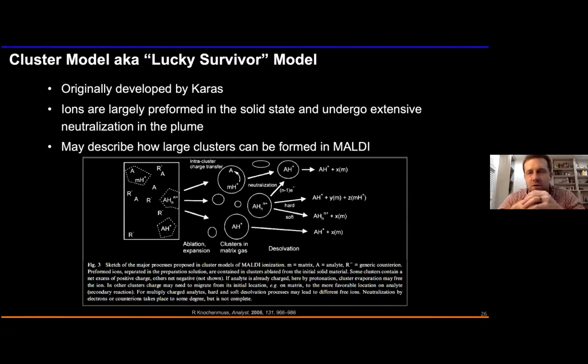So the two main mechanisms, I'll just breeze through these relatively briefly, are first the cluster model or the lucky survivor model. This was originally developed by Karas, and this postulates that ions are largely preformed in the solid state, so in the tissue or on the sample surface of whatever you're analyzing. And the ions that we eventually see at the end of the ionization process are those that have luckily survived all of these gas phase interactions and avoided neutralization. And this is generally accepted to describe how very large clusters are formed in MALDI.